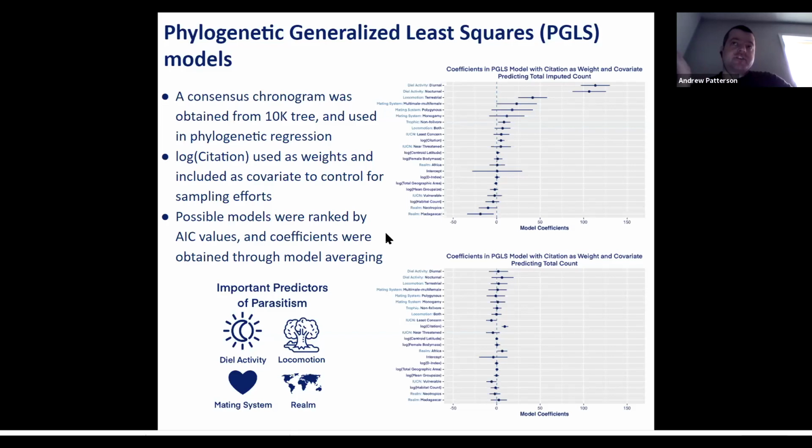Yeah, compare, say, a chimpanzee or gorilla to some mouse lemur in Madagascar. The chimpanzee is way more studied than the mouse lemur, and so therefore it's going to have way more parasites.